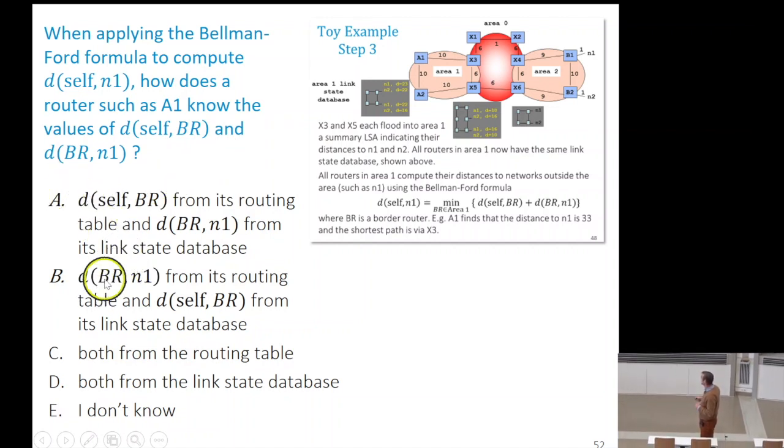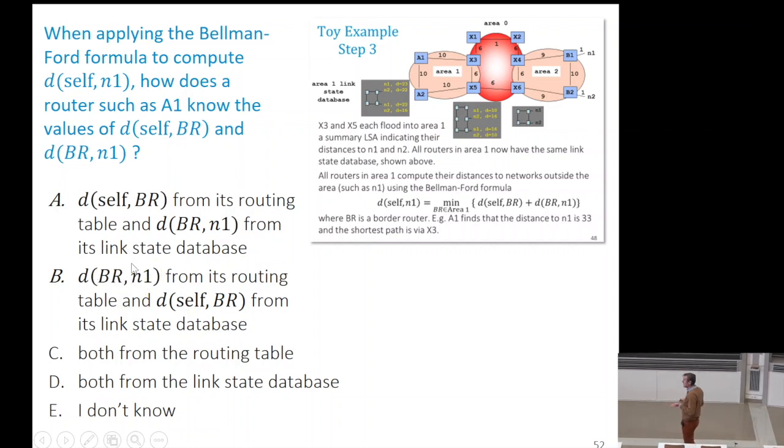This is incorrect. The distance from BR to N1 is not in the routing table. The routing table at A does not have the distances from a third-party router to a destination. It only has the distances from self to everywhere. It's information that is not about yourself. It can only be in the link state database. It's not in your routing table.